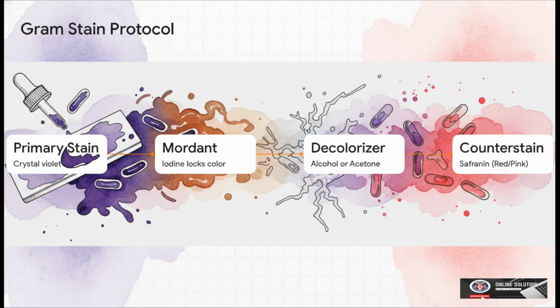Bacteria that hold on to that initial violet dye through the decolorizing step, those are our gram-positives, and they show up purple. The ones that lose it and take up the pink counterstain are our gram-negatives. It's a seriously elegant protocol that just immediately splits the bacterial world right in half for us.